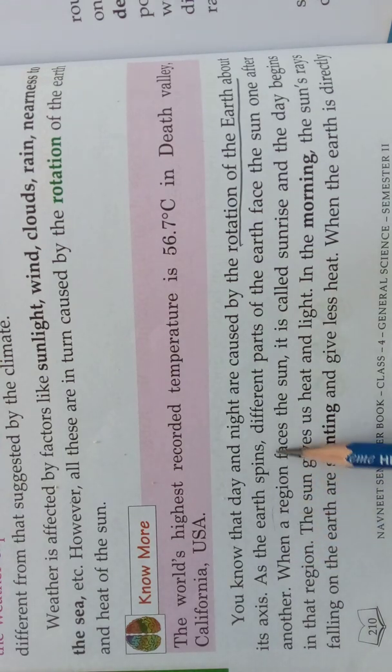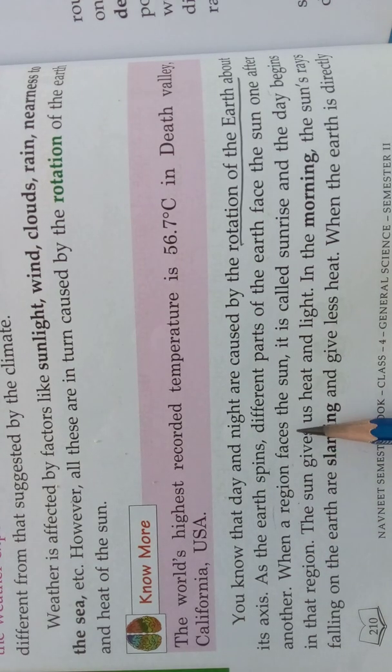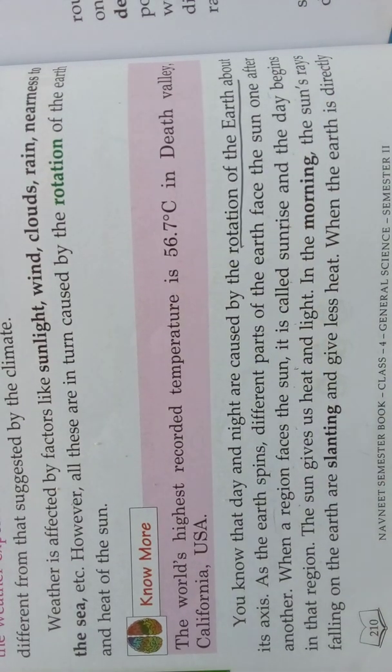So, as the earth spins, different parts of the earth face the sun one after another. So the time difference will be there in each and every country, some 1 hour, 2 hours, because they are getting the sunrise and sunset at different times. When a region faces the sun, it is called sunrise, and the day begins in that region. The sun gives us heat and light.